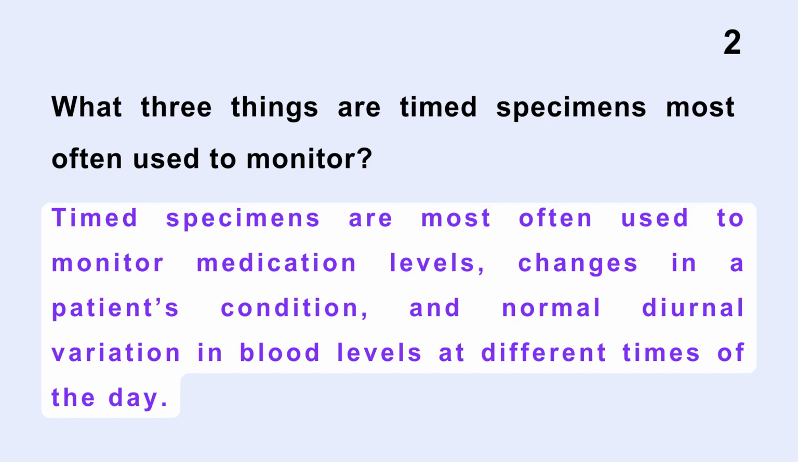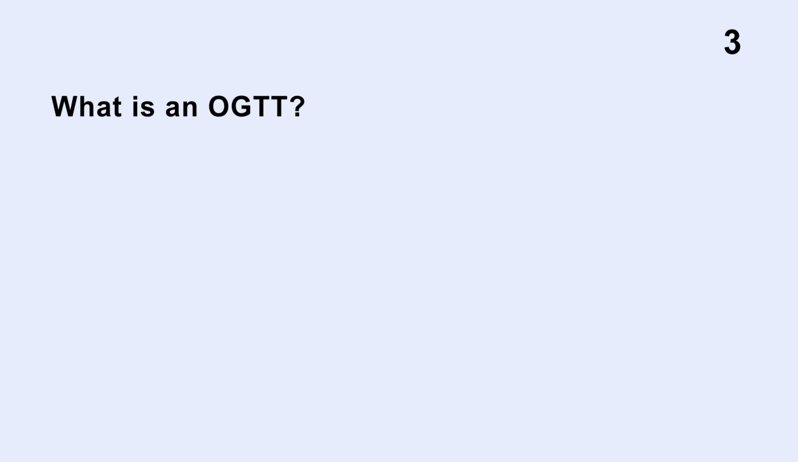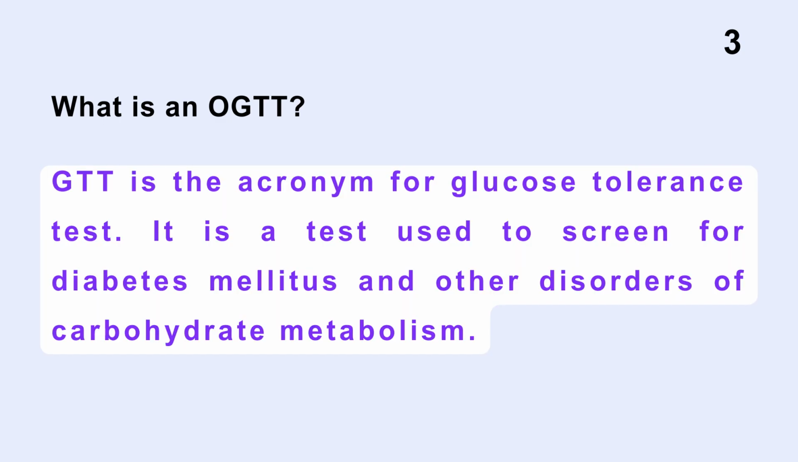Timed specimens are most often used to monitor medication levels, changes in a patient's condition, and normal diurnal variation in blood levels at different times of the day. Number 3. What is an OGTT? OGTT is the acronym for oral glucose tolerance test. It is a test used to screen for diabetes mellitus and other disorders of carbohydrate metabolism.